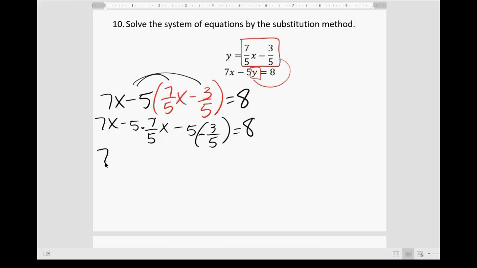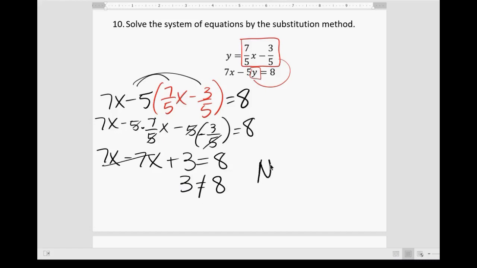Okay, so now let's see what we got. So bring out that 7x. So the 5's cancel here, and I have negative 7x. And then here, this 5 cancels, so I have negative times a negative is a positive 3 equals 8. So now I have 7x minus 7x is 0x, so I have 3 equals 8. And whenever this happens, that means, so 3, does that equal 8? Of course not. So if that happens, that means we have no solution.